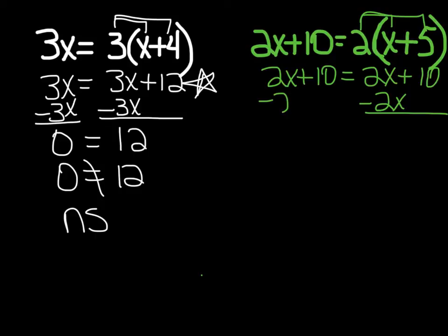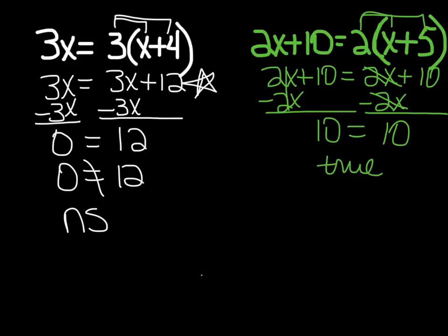So we subtract 2x from the left side. And right here, the 2x minus 2x is 0, so that's going to go away. Then you have 10 equals, these two x's are canceling out with each other, 10. Does 10 equal 10? Yes, it does. That makes a true statement. Therefore, that means that there's an infinite number of numbers that will work for this.